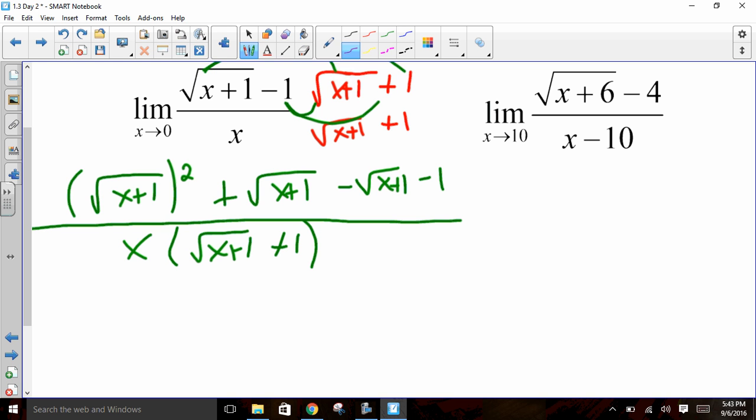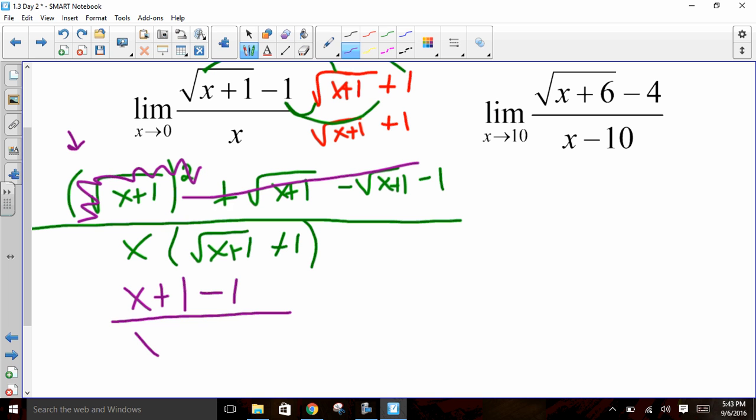Okay, so I have this on top here. I have the squared times the square root. Well, we should know that those are the inverse operations of each other. So I'm left with x plus 1. Next, I have the square root of x plus 1 minus the square root of x plus 1. Well, lo and behold, those are going to end up canceling on me, which is what I want. And then I have my minus 1 following along. My bottom we haven't dealt with yet, so we're going to leave it the same.